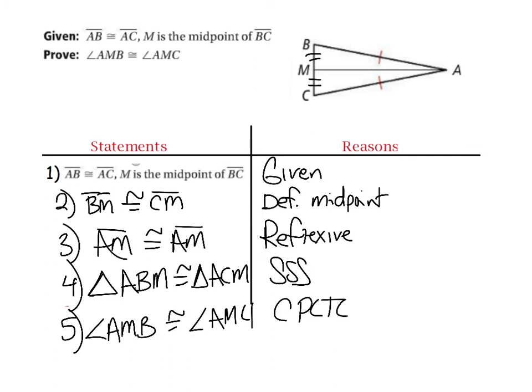Here's what I've got. I did a definition of midpoint in there to get another congruence, and I did a reflexive step. Those are my three congruences. My triangles are congruent by side, side, side, and since the triangles are congruent, all their parts are by CPCTC.